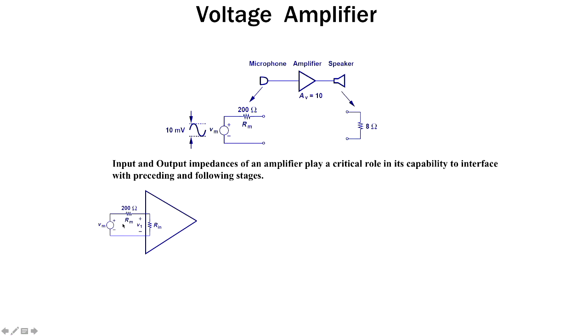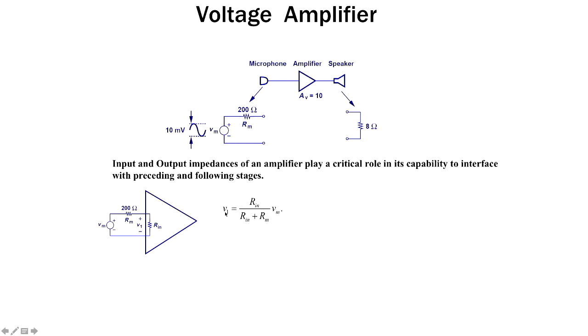When you connect to the voltage amplifier, the 200 ohm you already have, because this part comes from the microphone. Then the input impedance of your amplifier is Rin, so I represent it as Rin. Then what will happen is your actual voltage to the amplifier is not 10 millivolt, because you have a resistor here and a resistor here, so there will be a voltage drop. This is acting as a resistor divider, or a voltage divider.